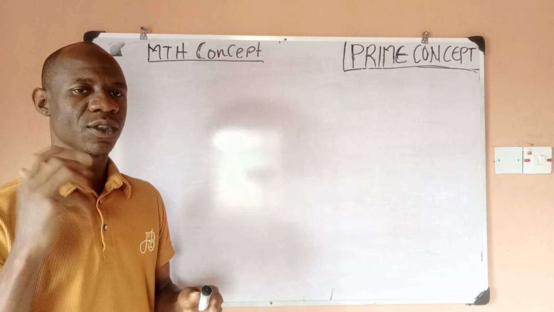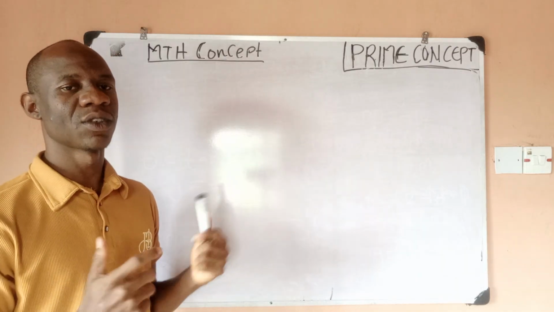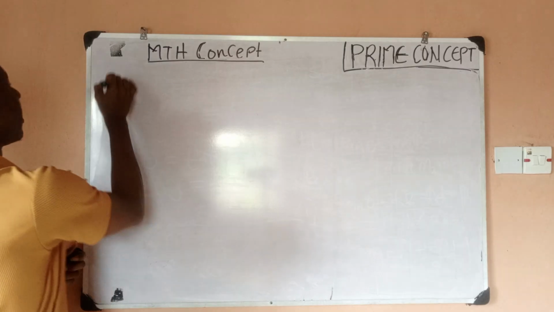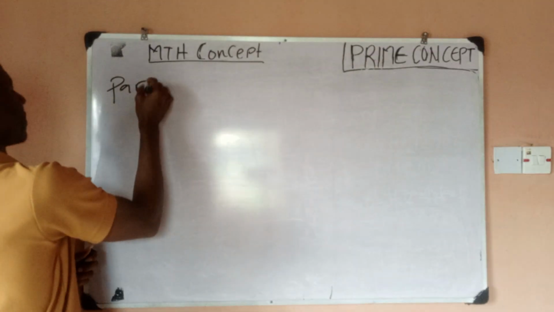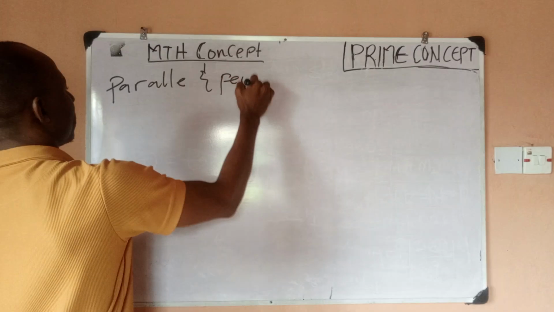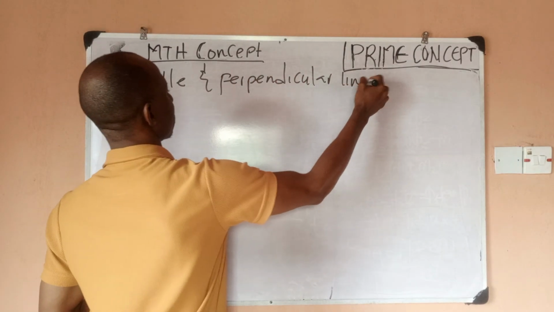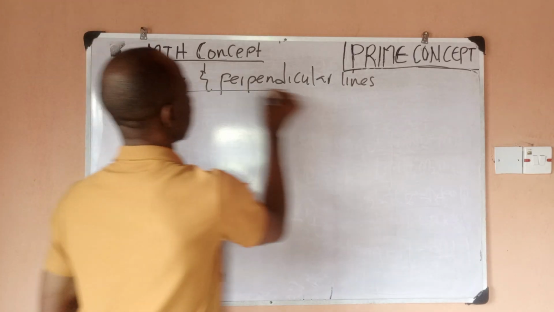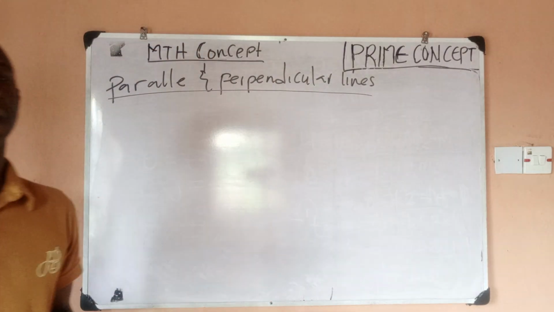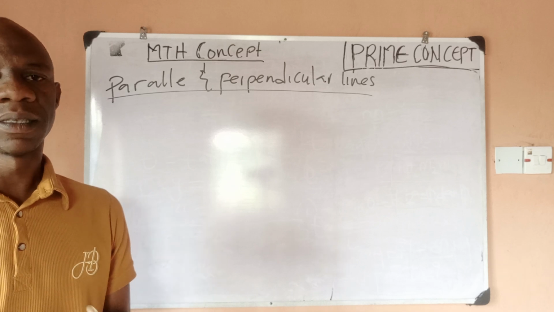In this video, we want to still consider coordinate geometry. So particularly, we want to consider parallel and perpendicular lines. So if you have two lines that are parallel, how do you get the equation of one line having known the equation of the other, right?